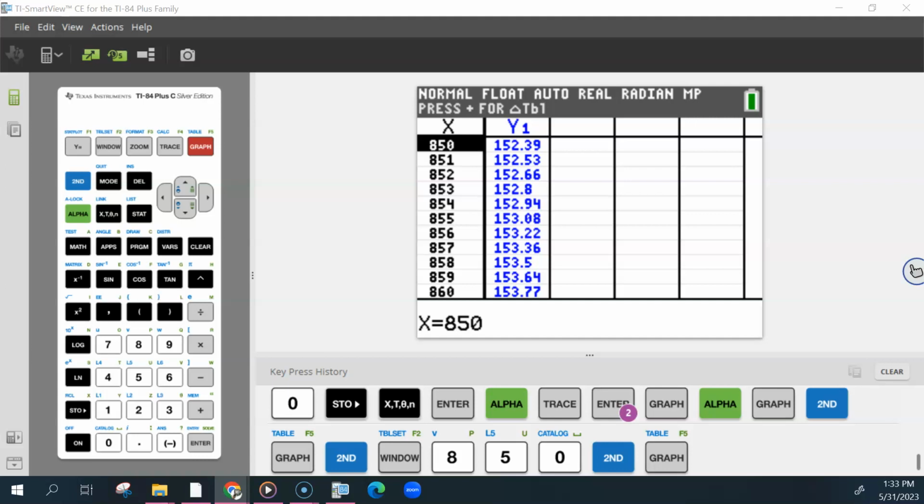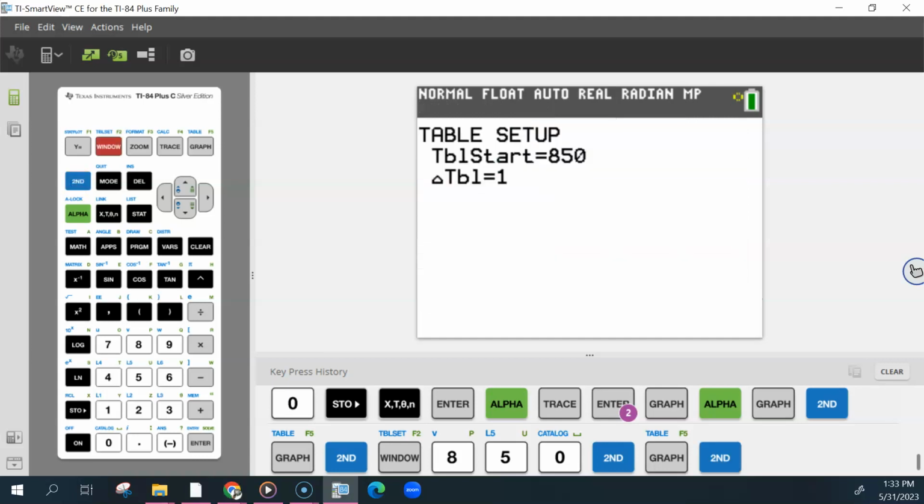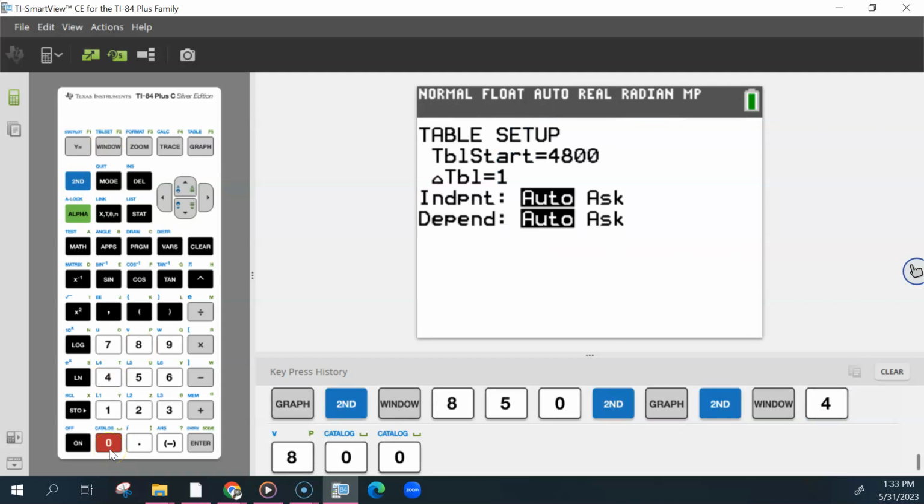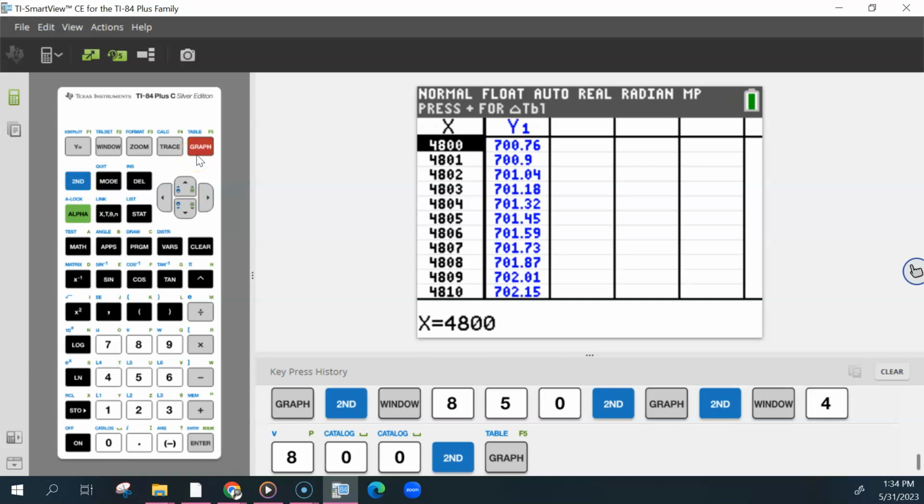Okay. Part B, you are looking for how much a 4,800 kilometer flight would cost. So, yes, you can either do the store method or still stay in the table. I'm just going to stay in the table since we're here already. Go back to my window, second window, change this to 4,800. And then go back to the table, second graph. So if we're rounding to the nearest dollar, $701.